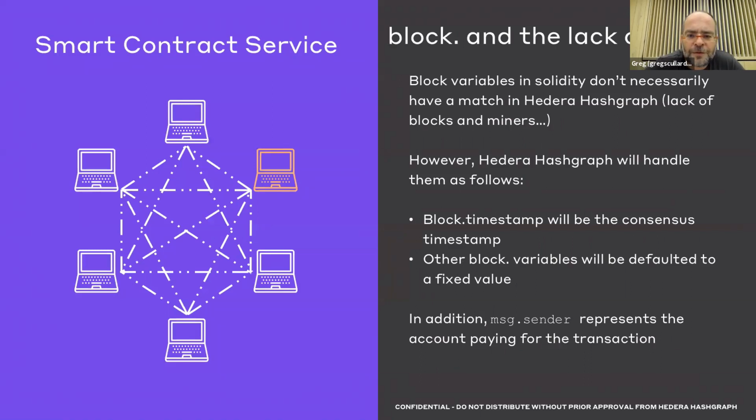So a couple of other things on smart contracts. Solidity has a number of variables called block variables, and we don't have blocks in Hedera Hashgraph. So how do we deal with it? So, for example, we don't have a block.miner, or we don't have miners. We don't have the notion of block complexity. We default those values. So anything that's block.something will be defaulted to a fixed and constant value. So there's no variation. It won't be a random value because that wouldn't make sense. But the only exception to that rule is block.timestamp, which will contain the consensus timestamp for the transaction. Otherwise, as I said, everything will be defaulted to a fixed value.